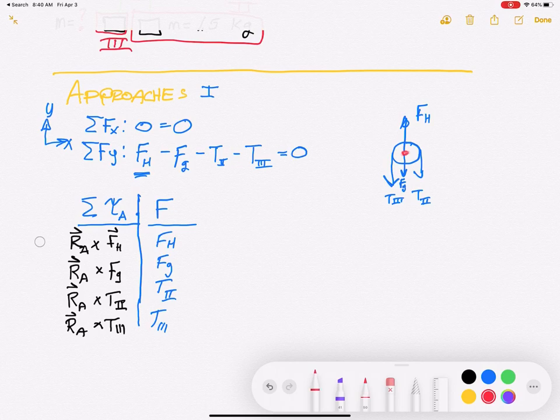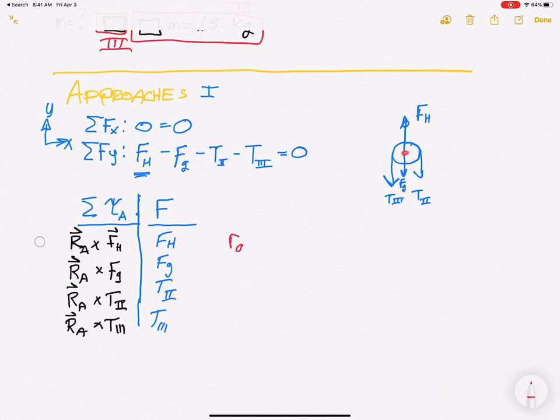Okay. So notice that R is the distance from the axis to where the force is applied.